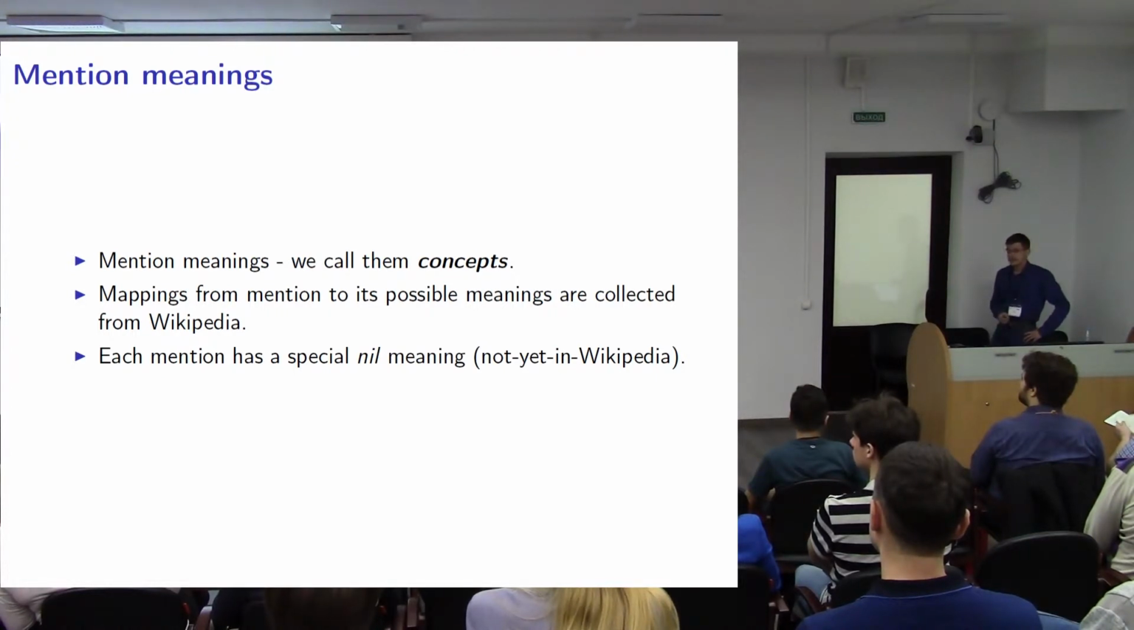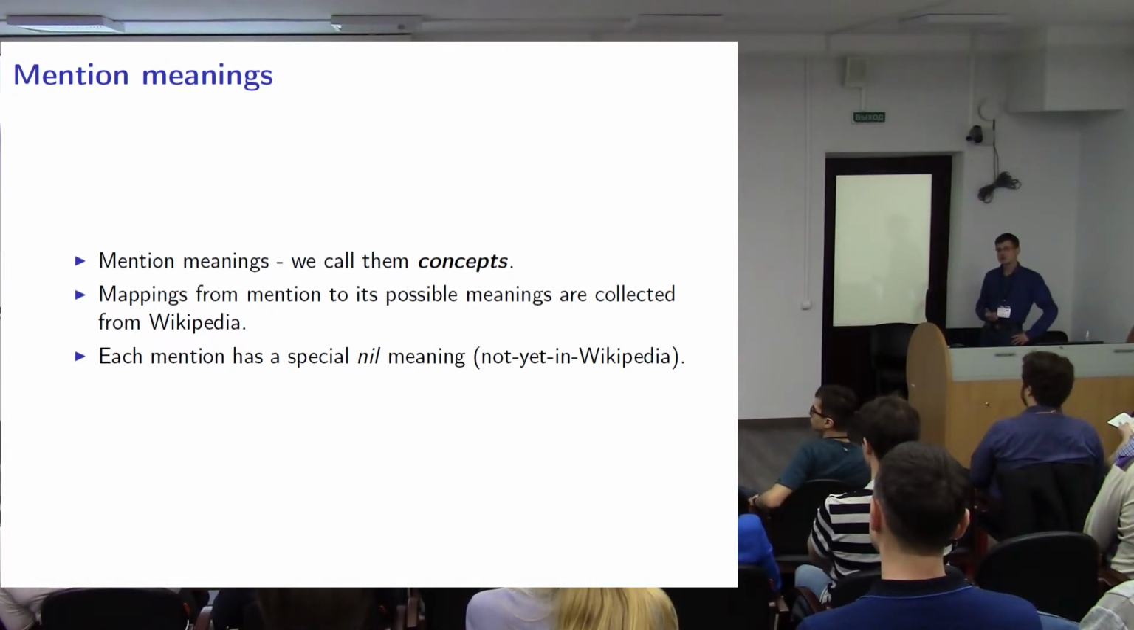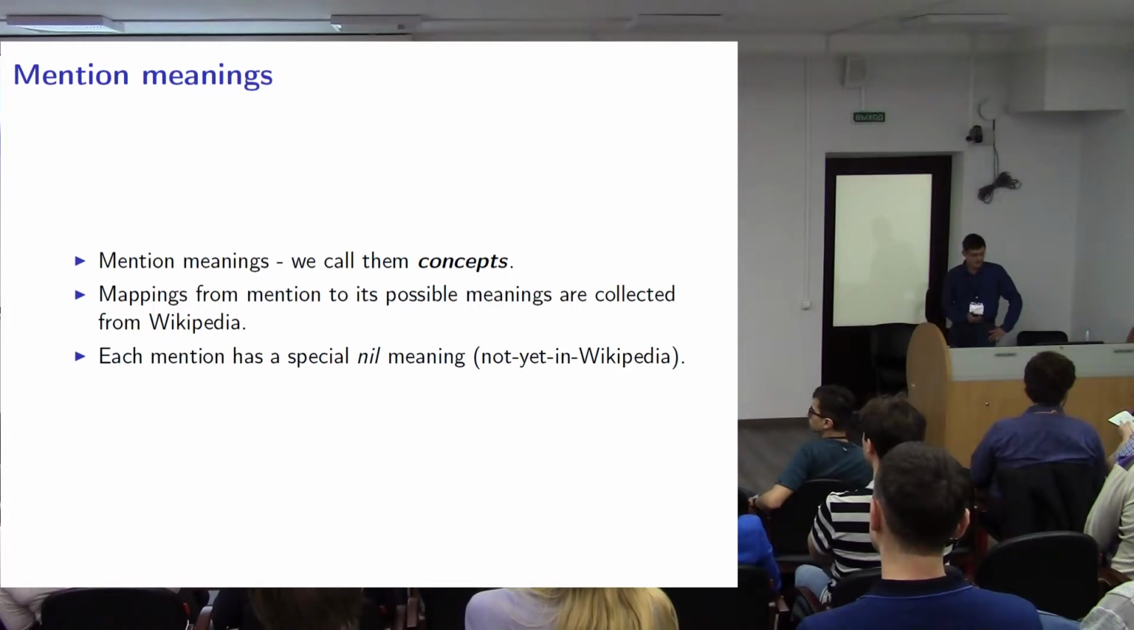Moreover, each mention may have a special null value, denoting that there is no correct meaning, no concept in Wikipedia yet for the actual mention in some text. In such a case, we say that it is just not in Wikipedia, or a null value.